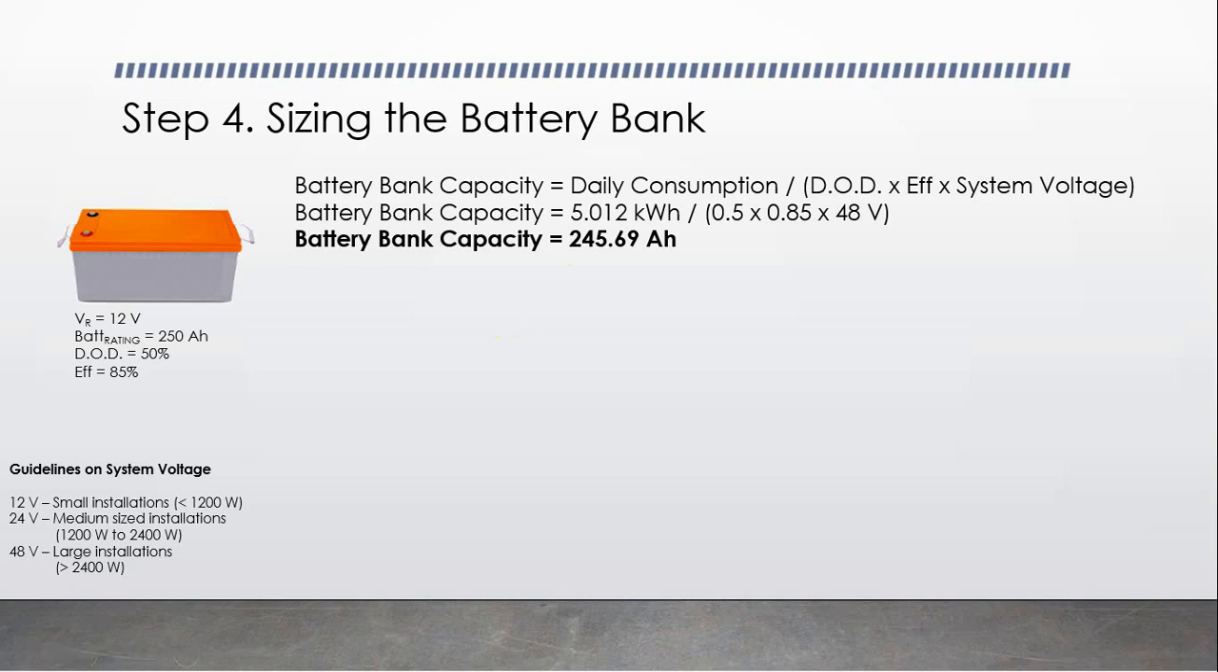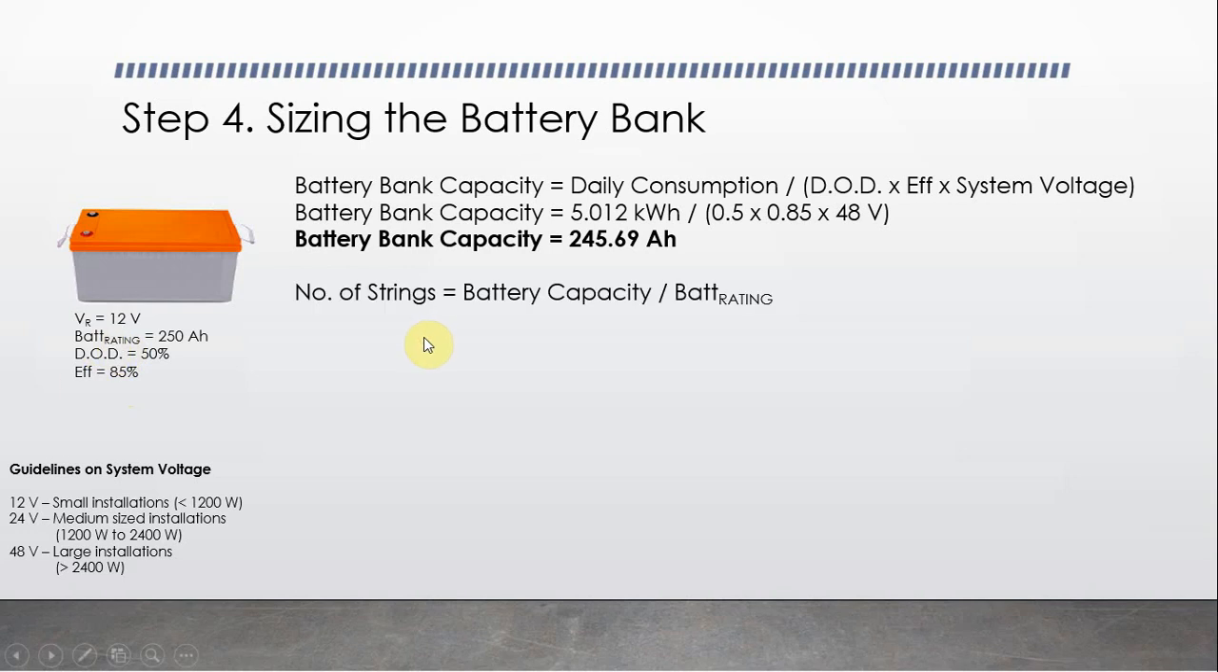Now suppose we have a battery bank right here with a 12-volt output, 250 ampere hour capacity, a DOD of 50% and efficiency of 85%. We'll need to compute the required battery capacity. We'll have now to compute for the series and strings, the series and string configuration of our battery bank.